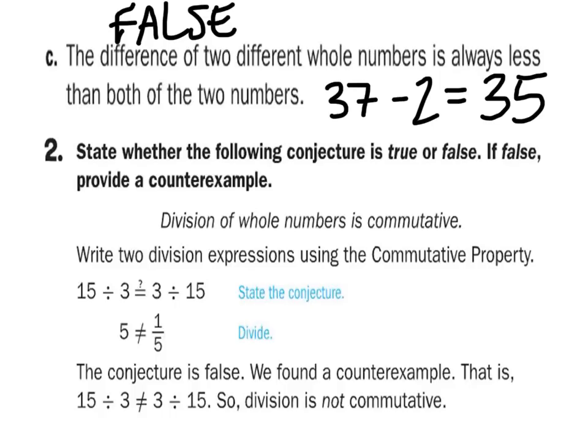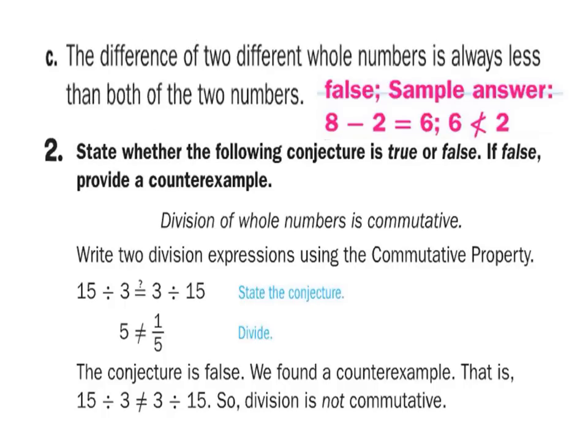Hold on, I just got to finish this, okay? Notice 35 is greater than 2, so it's not always less than both of the two numbers, okay? So that is good. In the book, they've used 8 and 2. And yes, again, 6 is greater than 2.